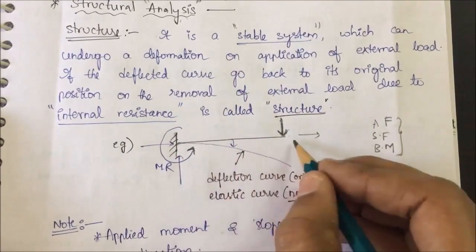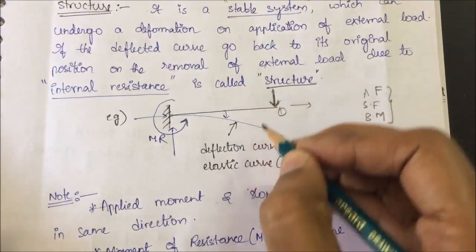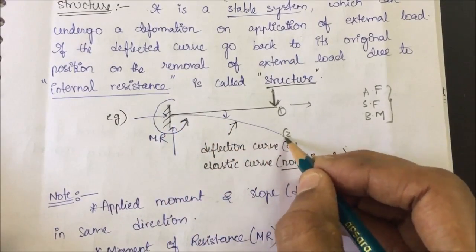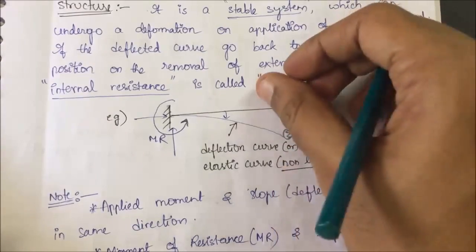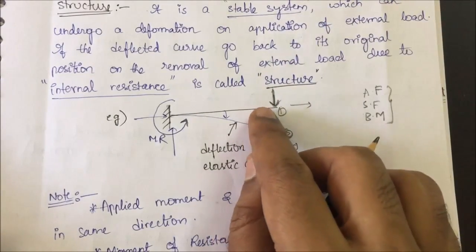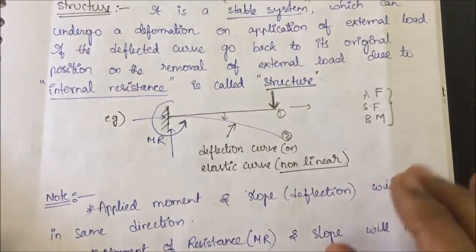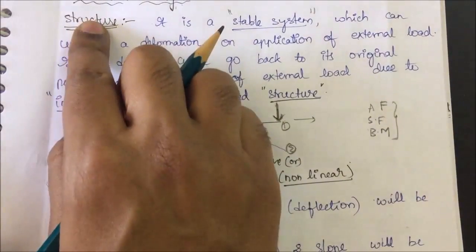This curve was earlier a straight line. When I am applying the external load, it will obviously deflect, so it will get a new shape, something like this. Now when I remove this load, what will happen? It will go back to position 1. This type of system we call a stable system, and only this type can I classify as a structure.